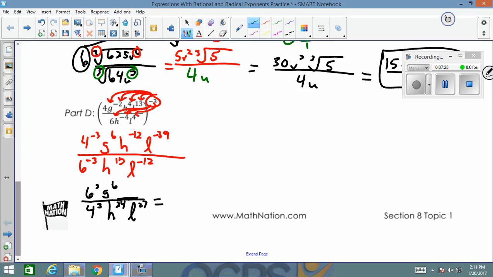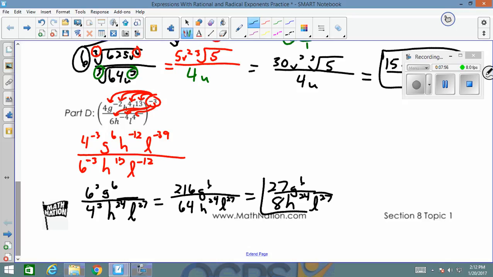And then we do 6 to the third, so 6 times 6 times 6 is 216 g to the 6 over 4 to the third, 64. And then we start reducing our fraction. We know that 8 goes into both, so it's going to be 27 g to the 6 over 8 h to the 24 l to the 27, and we can stop there. We are done.